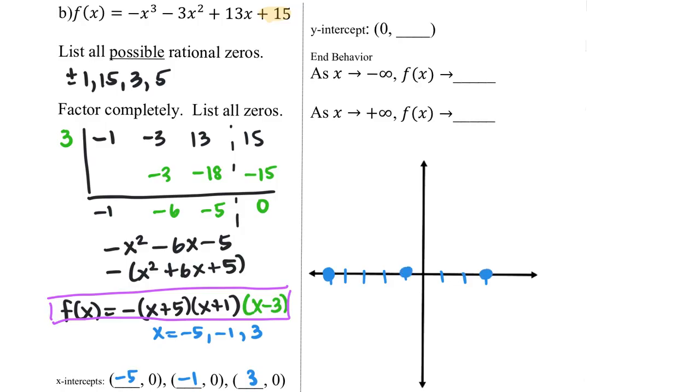Okay, let me go to the next column. Y-intercept. Y-intercept is the constant, so this is 0 and 15, which is quite high, so I'm just going to say 0 of 15 is somewhere up here.